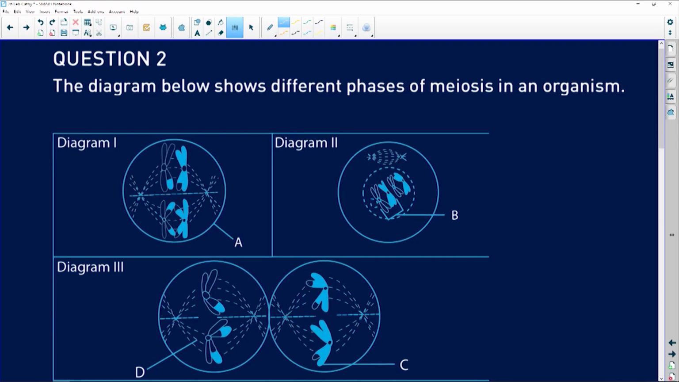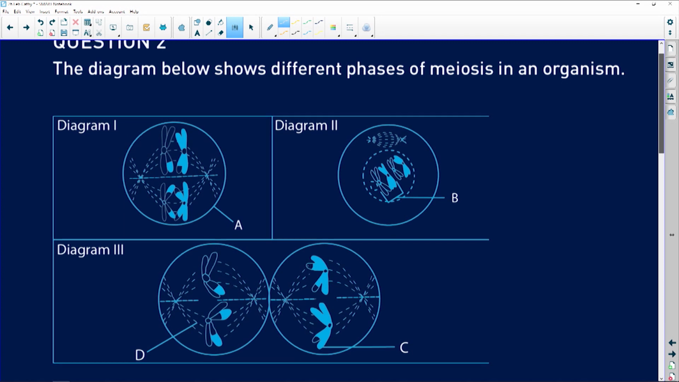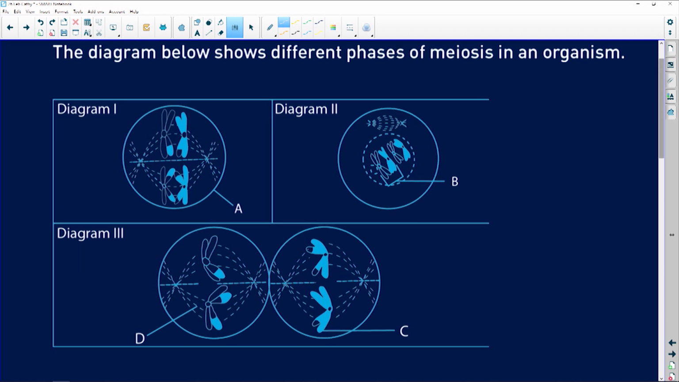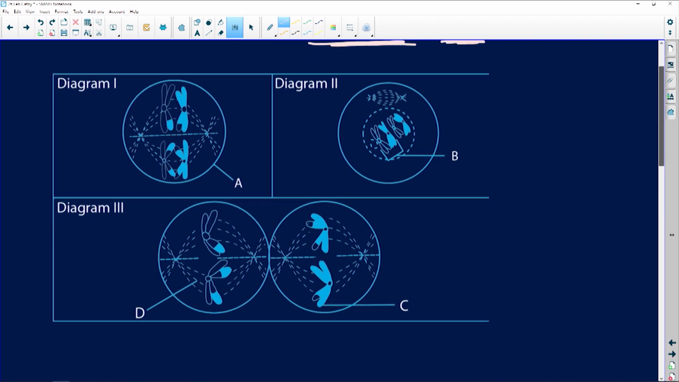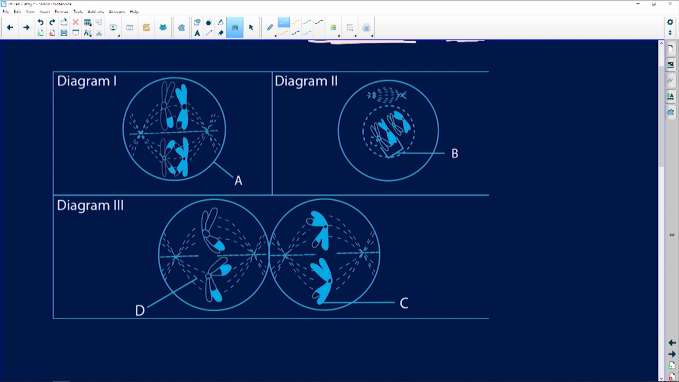Right, let's see what Becky's got for us here. We've got our second question. The diagram below shows different phases in meiosis of an organism. So we know it's meiosis, because all these questions are meiosis. So yeah, definitely meiosis.